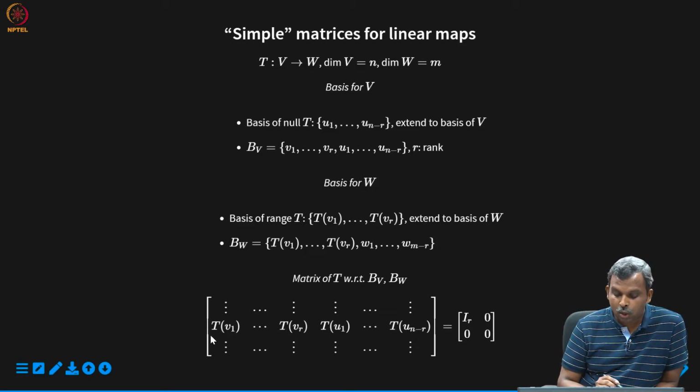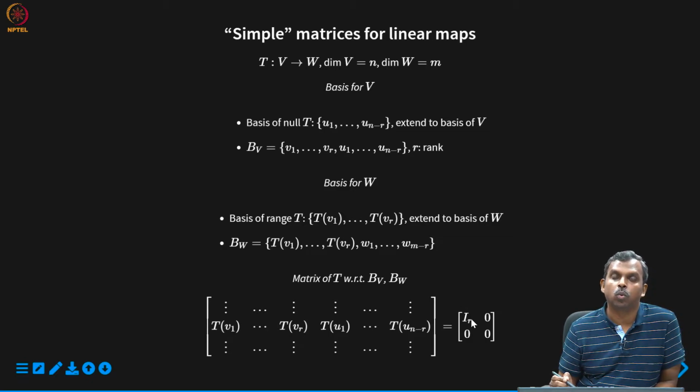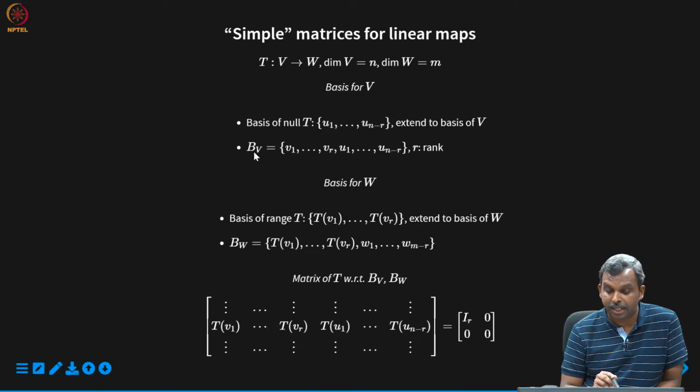What about the first R columns? T of V1, I have to represent it in this basis BW, but that has T of V1 directly in the first position. So it will be 1 followed by a bunch of zeros. What will be T of V2? It will be 0, 1 followed by the remaining zeros. Up to T of VR, you will get the identity matrix I_R in the top left part, okay. So this particular way of choosing the bases BV and BW is, by the way, not fixed. The basis for the null space can be different, and the extension can be chosen in multiple ways.